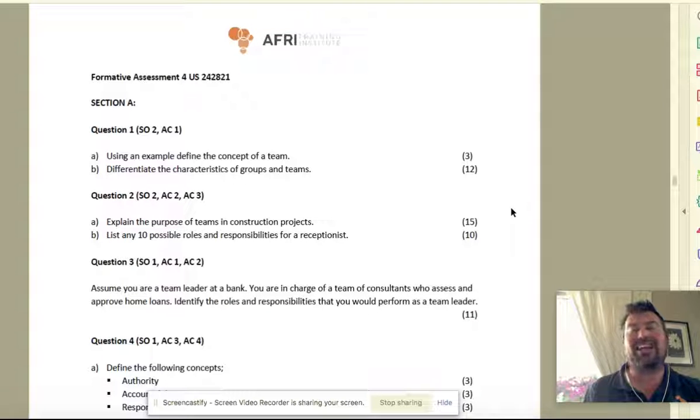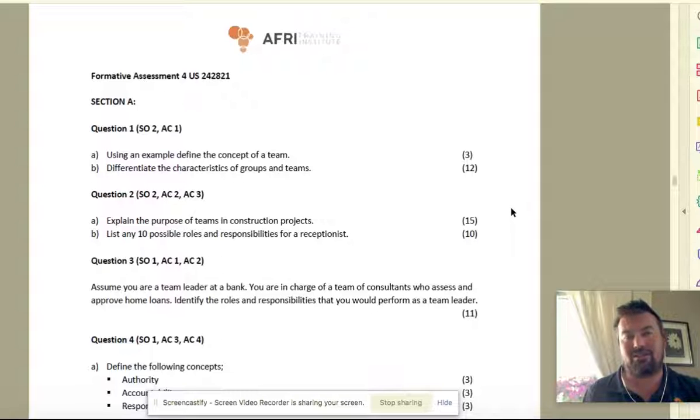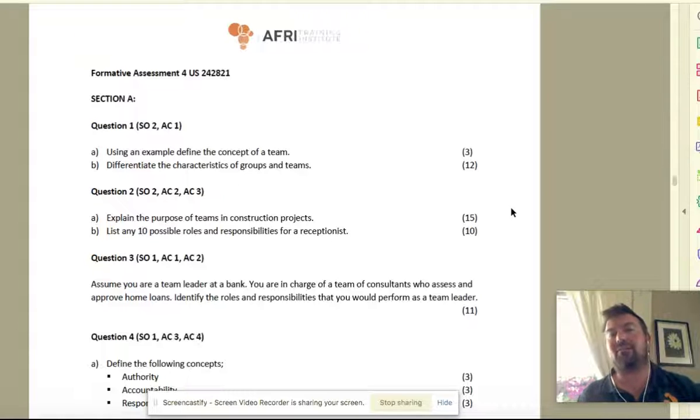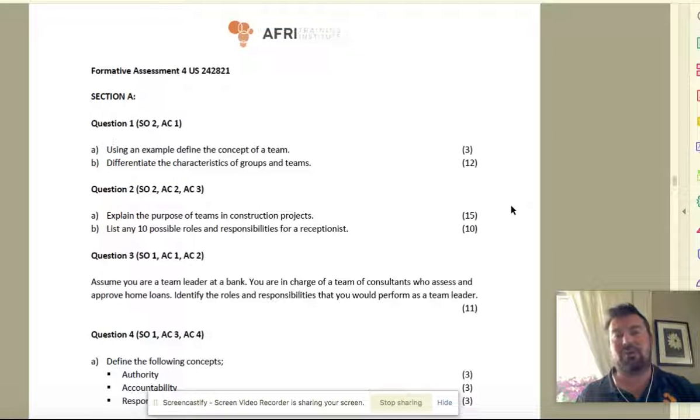But within a construct of building a house or building a building, why is it so important to have specific teams? So the purpose of teams is one thing, but try and put it into the reality. We're going to build a house. Why do we need teams?